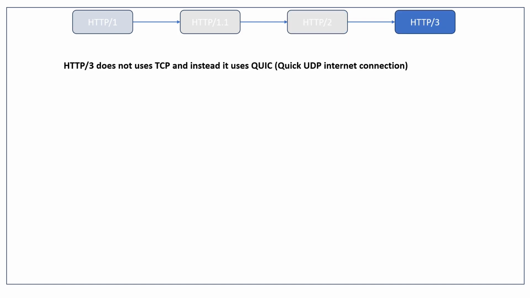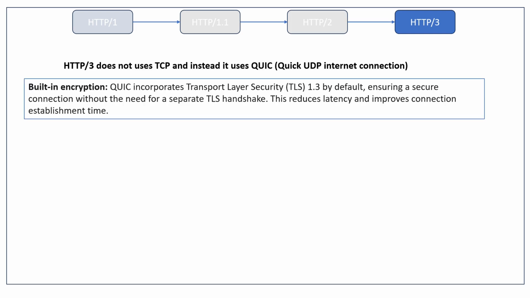Now, next is the third version, HTTP3, and the main difference to remember from the other versions is that it doesn't use the TCP protocol, right? The other versions, either 1, 1.1 or 2, have the underlying TCP protocol only. But in HTTP3, we use QUIC, the Quick UDP Internet Connections. So it is a different protocol altogether than TCP.